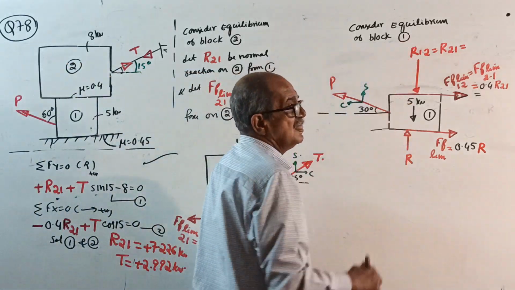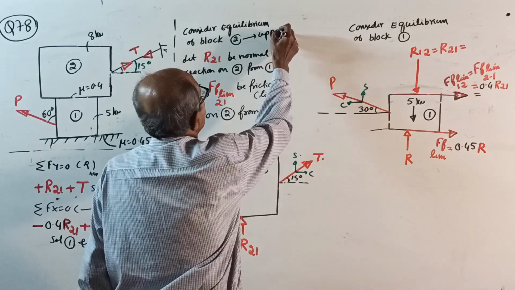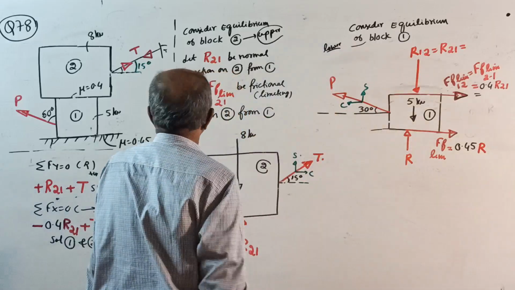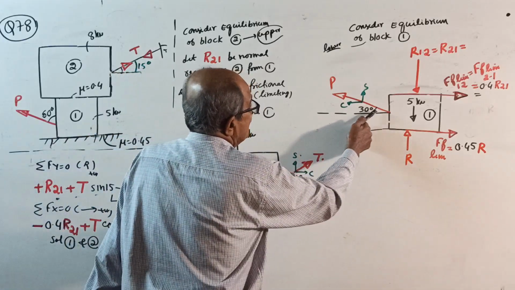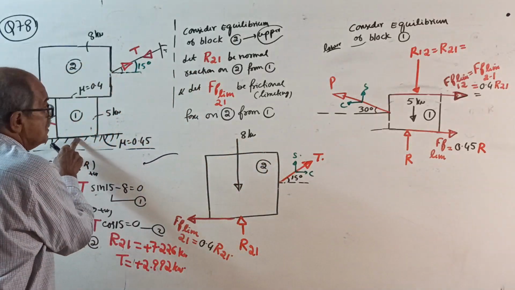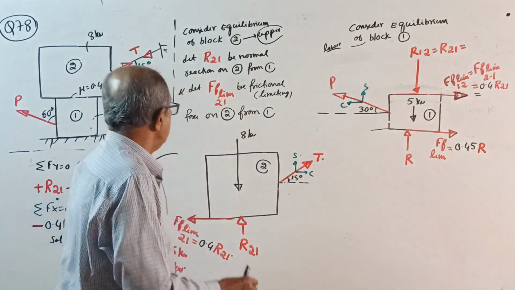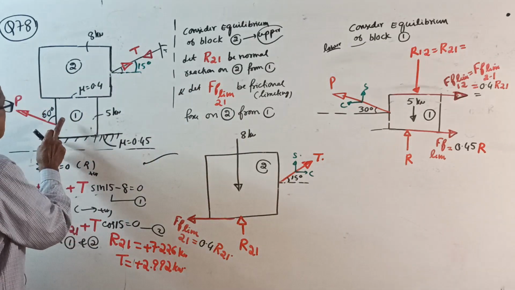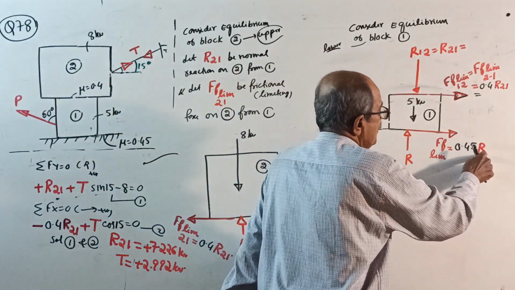Come to block 1. That is the lower block. Block 2 is the upper block, very important, upper block. Block 1 is the lower block where unknown P is there. Unknown P is 60 degrees with vertical, so with horizontal 30 degrees. And right here at the base, let R be the normal reaction and FF limit be the limiting frictional force. Since block 1 is moving to left side, limiting friction is to right side, 0.45 R.